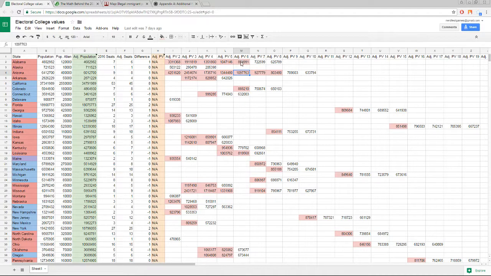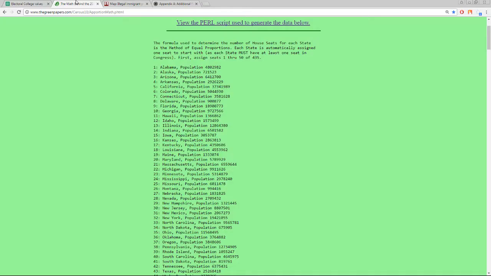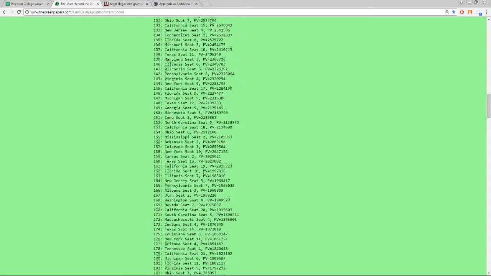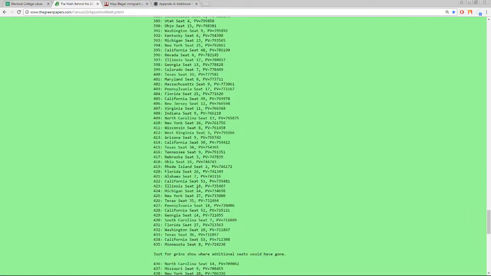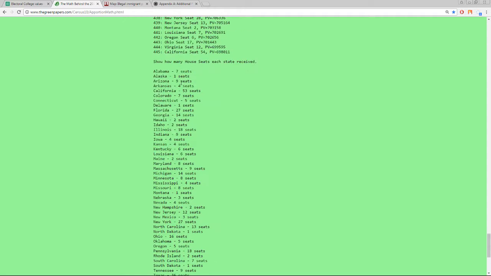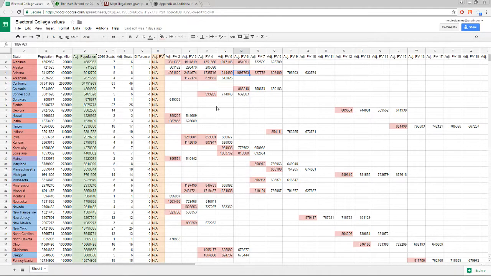And what I did is I looked at, if you scroll down here, it tells you how many seats each state had. So I calculated out each seat, and then I'd, like 7 seats, so I'd calculate out the priority value of the 7th seat to get a baseline number, and then I would go 1 seat above and 1 seat below. So I'd do the 6th, 7th, and 8th seats for Alabama. So that's why I calculated out here 6th, 7th, and 8th seats.